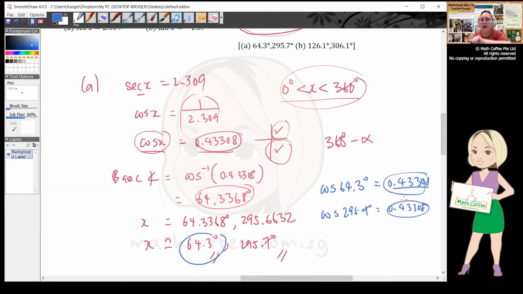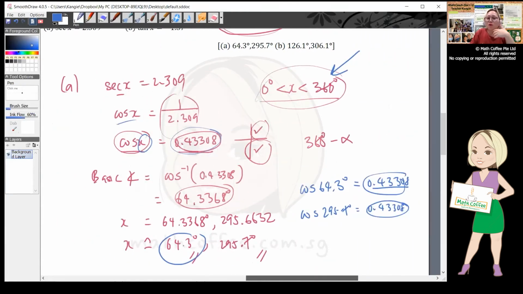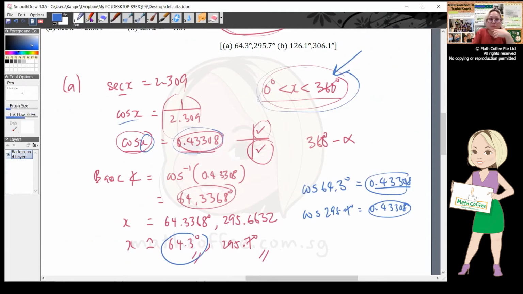You're trying to find, when I do cosine x is equals to this, what is the possible answer of my x? You understand? First of all, they have to give you a range. If today they never give you a range, actually my answer is infinity. Okay? So in this case, because they give me a range that is only talking about the four quadrants, then we only have two answers within the four quadrants, which is 64.3 and 295.7 degree.